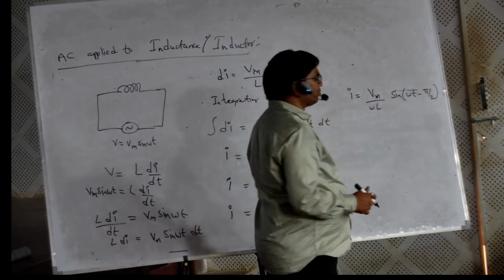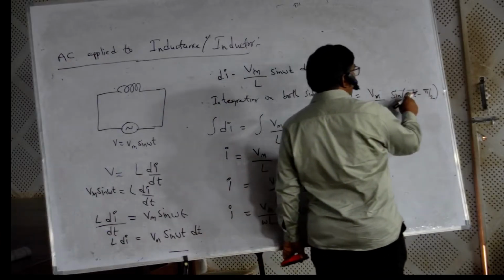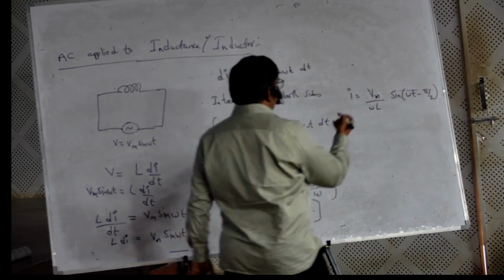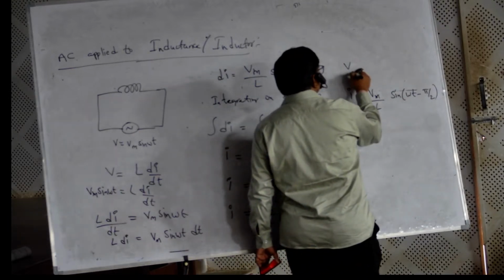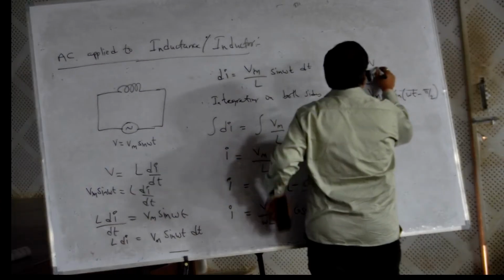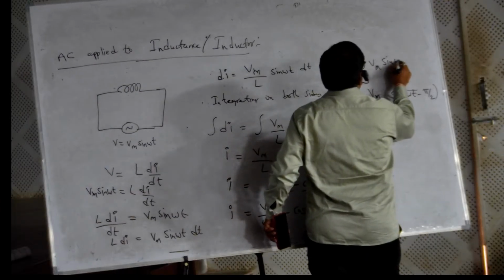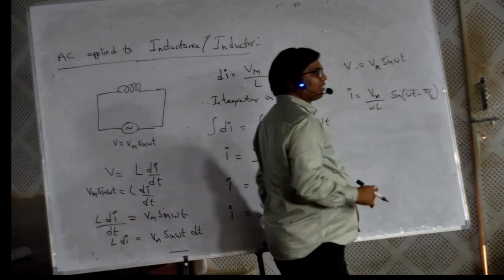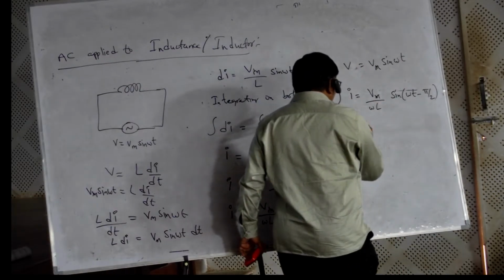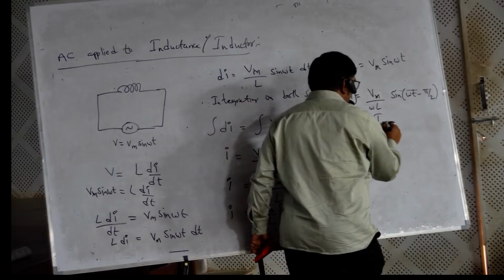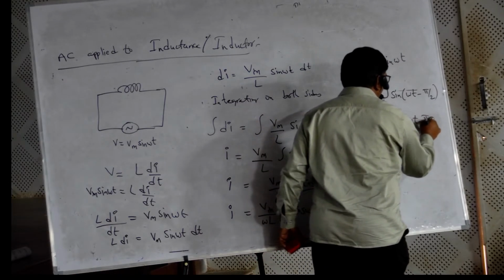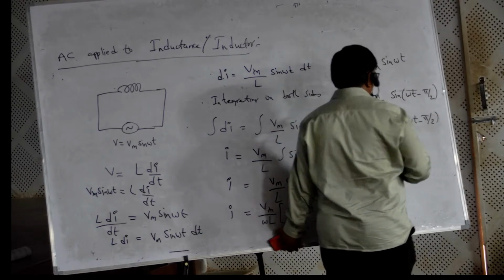I is equal to Vm by omega L sin(omega t minus pi by 2). Okay, so what is V now? What is Vm? V is equal to Vm sin omega t. Now what is I? I is equal to, now here in place of this I am writing Im sin(omega t minus pi by 2).